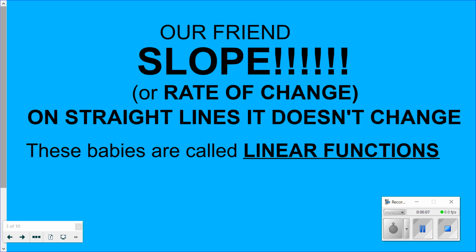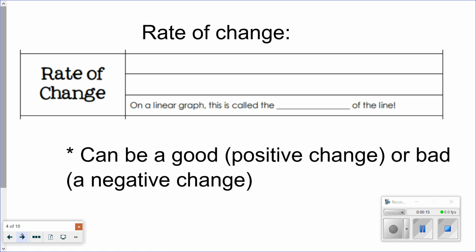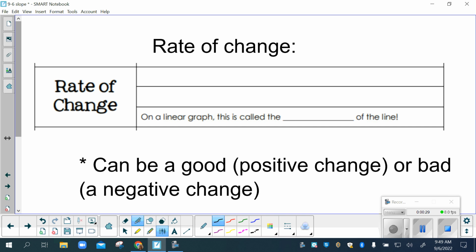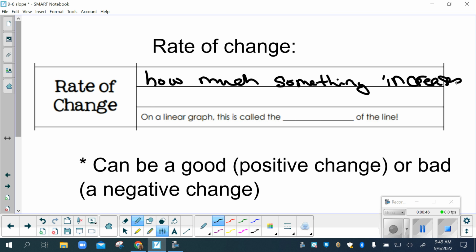So here's what. On a line, these are straight lines, the slope never changes. So we're going to talk about some real things. We're going to talk about what rate of change means, right? And rate of change is this. You're going to write this onto your notes here. So let me go ahead, I'm going to use the real pen. The rate of change is how much something increases or decreases.